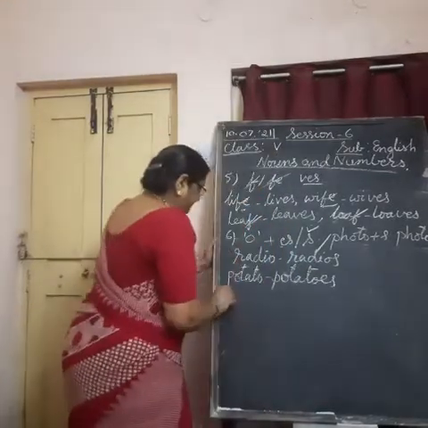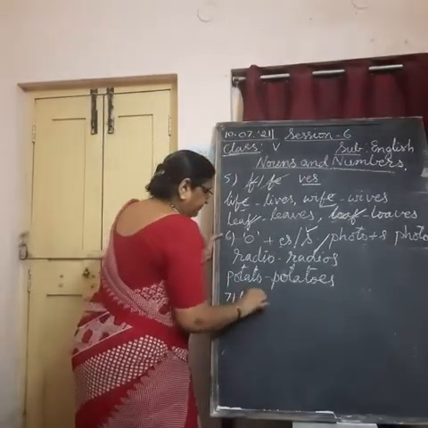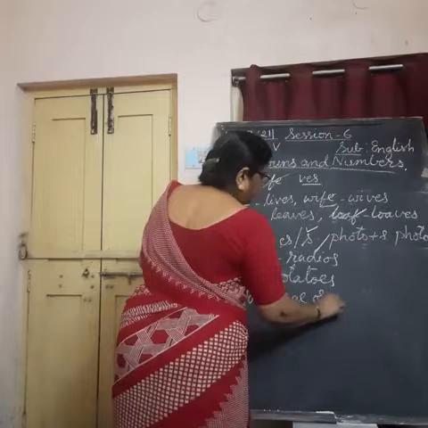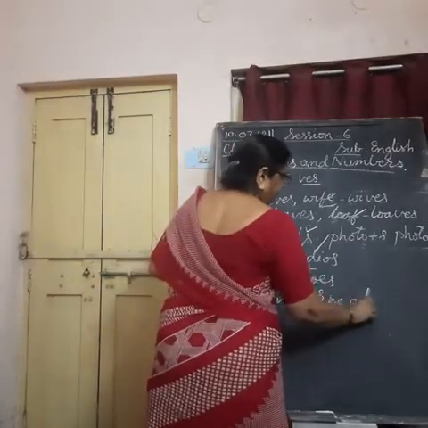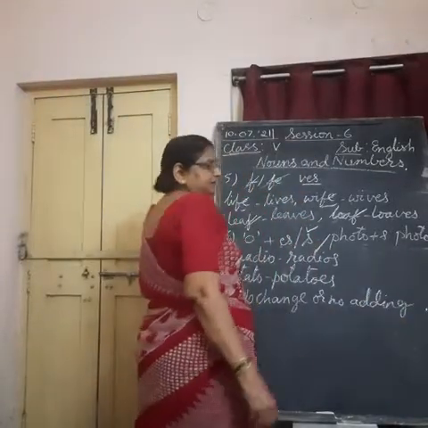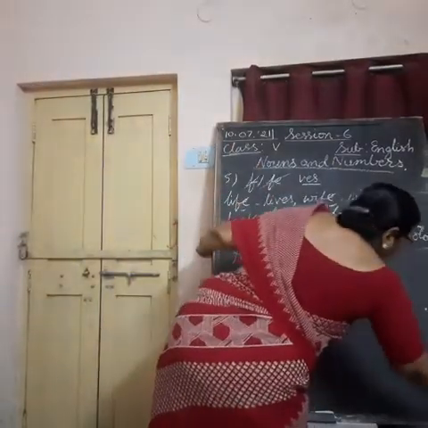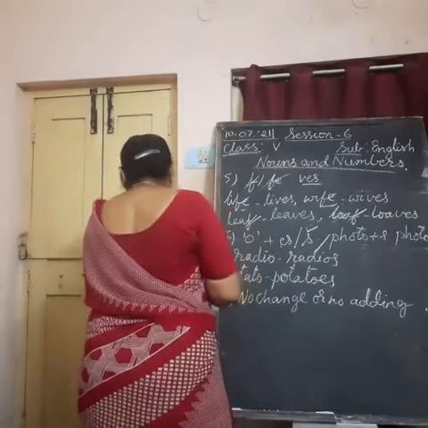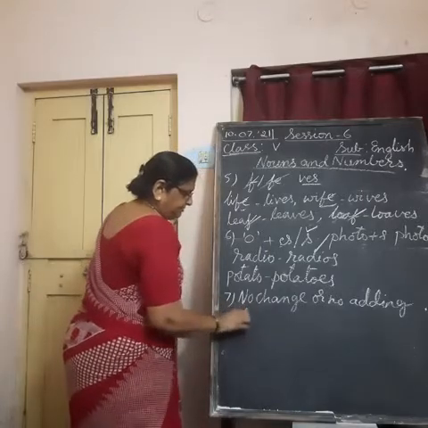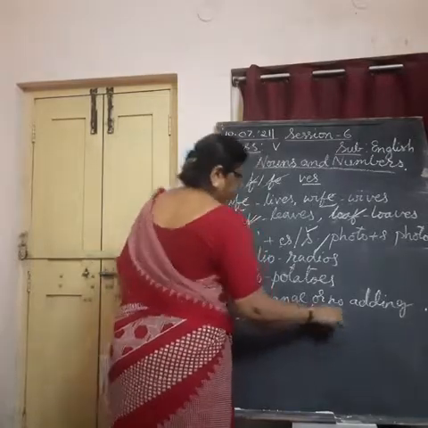And next, we don't change the spelling. No change of anything or no adding. As it is, we write. We write as it is. Like sheep, sheep. Aircraft, aircraft itself. Understand? Fish, fish. Deer, deer. Understand? Sheep, sheep. Deer, deer itself.